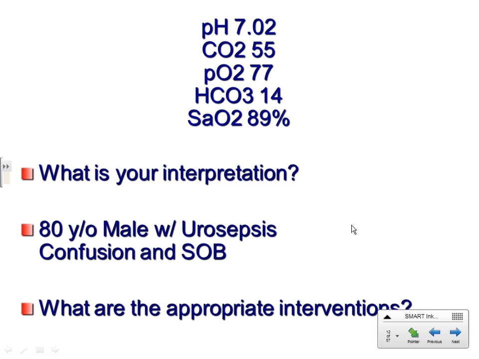Potentially what? Potentially a one-on-one, depending on how the confusion is and if he's agitated. Right, so yeah, one-on-one observation for him because of the confusion. But with a pH of 7.02 and with those blood gases, he's probably not going to be too frisky trying to get out of bed at that point.